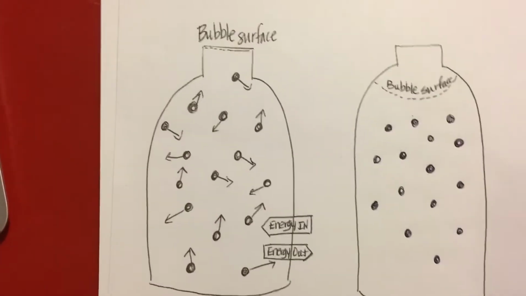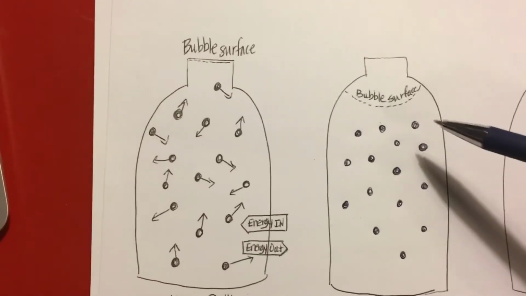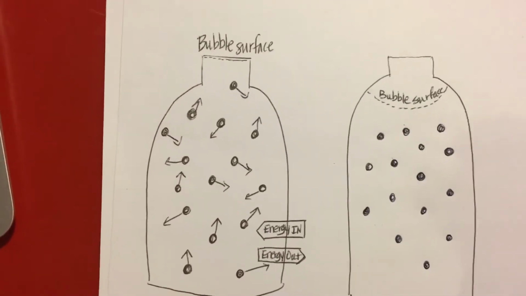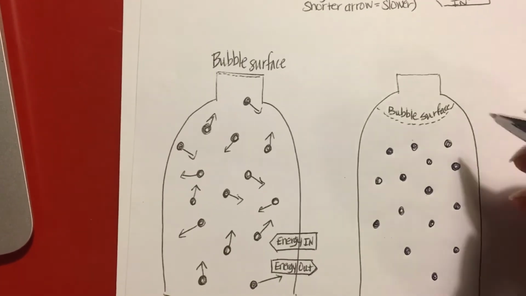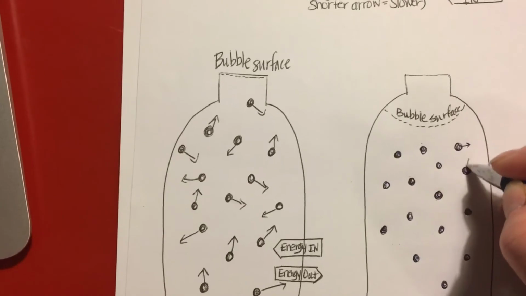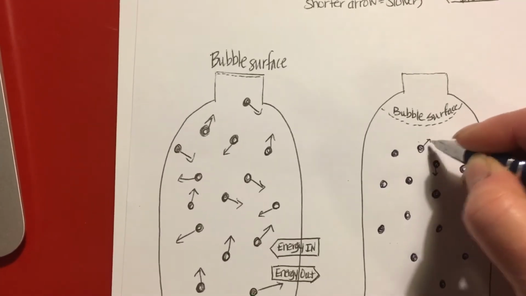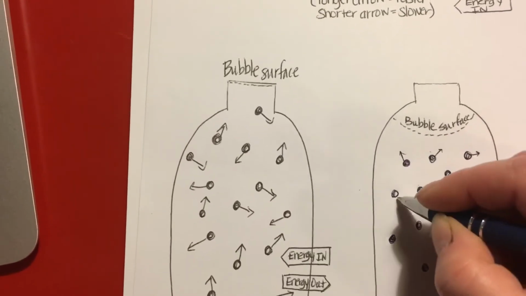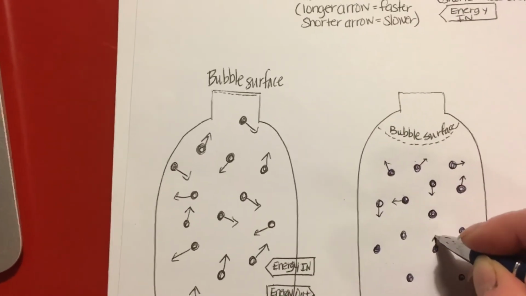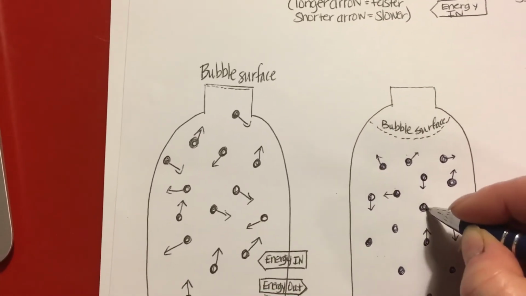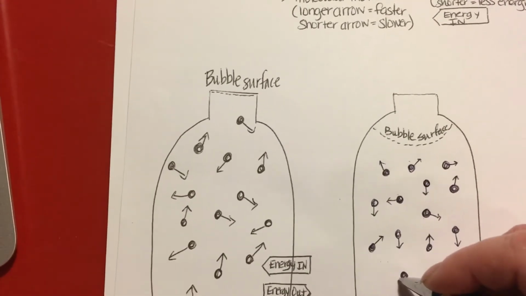Okay, we also need to think about how these molecules are moving. In a cold situation, we need shorter arrows because the molecules are moving slower. And because the molecules are moving in random motion, I just need to put these arrows going all sorts of different directions. The molecules do not control the direction that they move in. But our arrows need to be shorter.